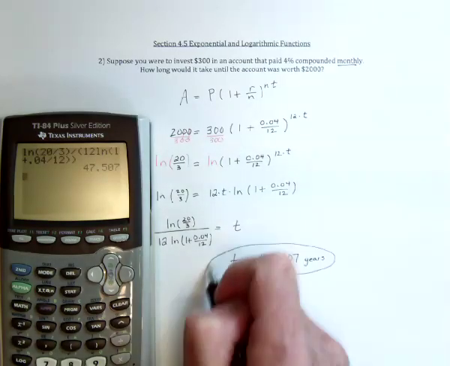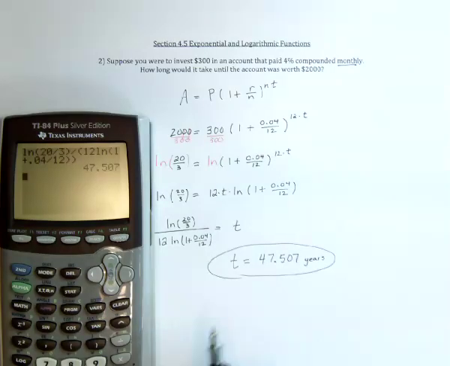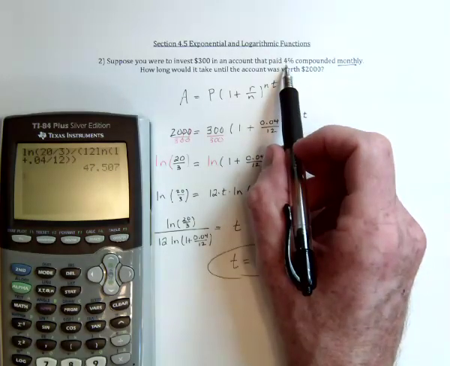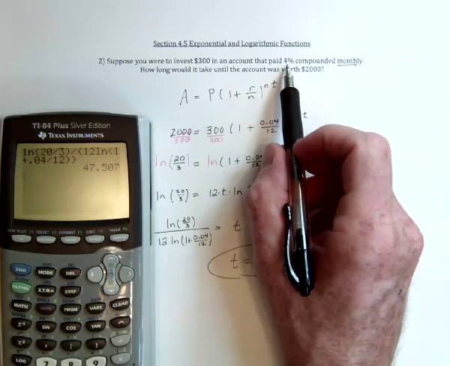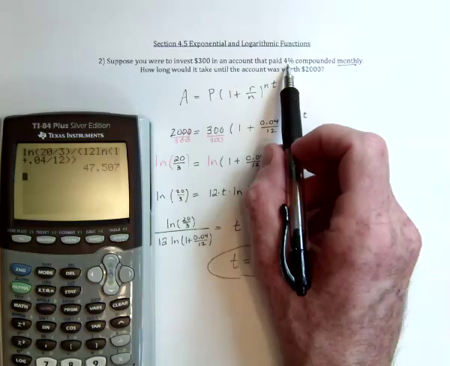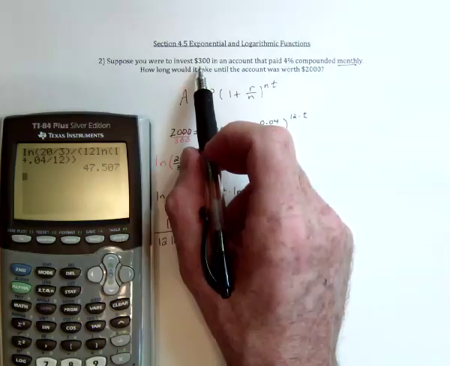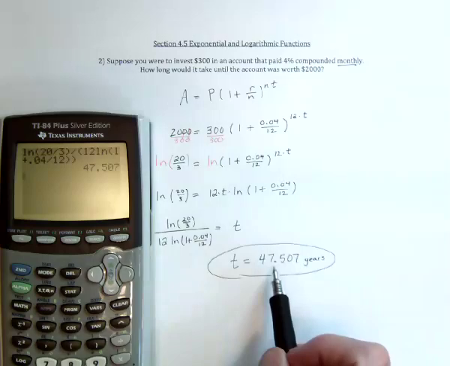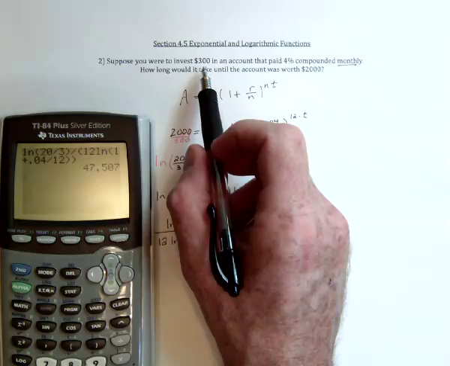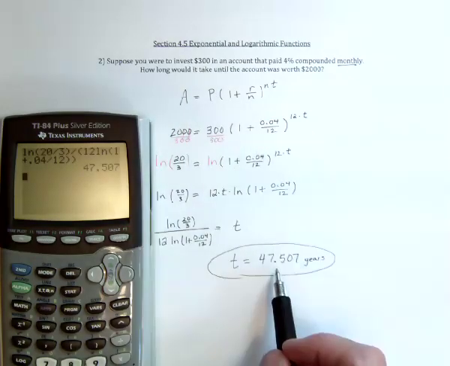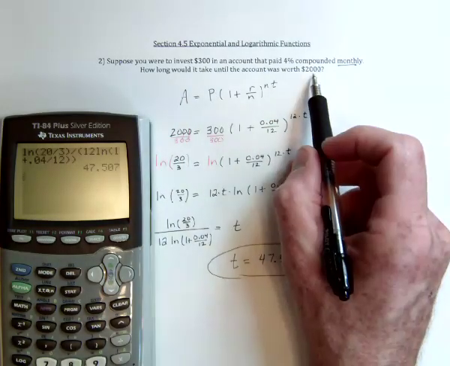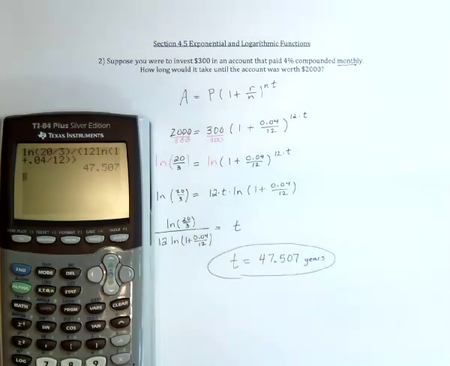Another way to look at this is in the United States, inflation averages around 4%. So if you're wondering, hey, if I've got $300 now, what is the equivalent amount 47.5 years from now? So whatever I can buy with $300 now, well, in 47.5 years, it's going to take $2,000 to buy the same stuff. Pretty interesting.